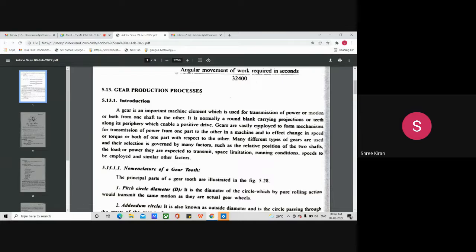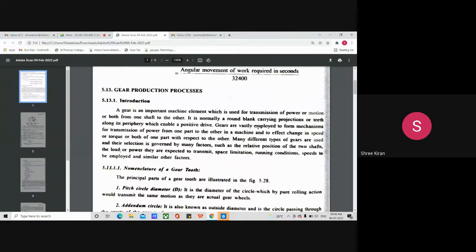A gear is an important machine element which is used for the transmission of power or motion or both from one shaft to the other.